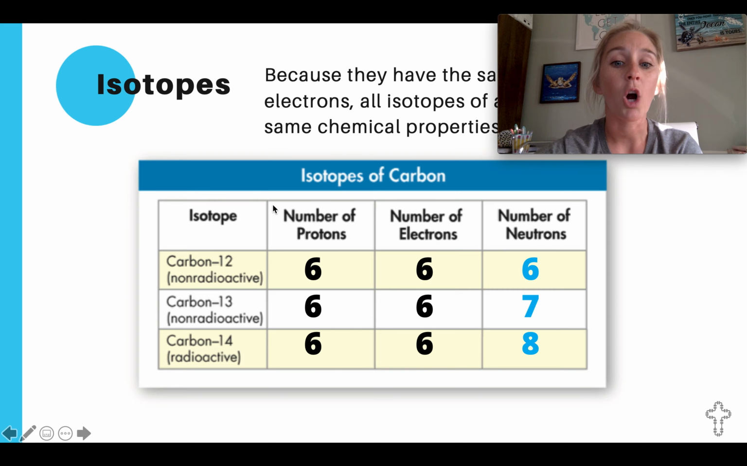So for example, carbon always has 6 protons. Because there are different neutron numbers, you see those here, the mass is going to be different for each of these isotopes. So here there are 6 neutrons. 6 plus 6 is 12. This is the mass number right here. 6 plus 7 neutrons is a mass of 13.